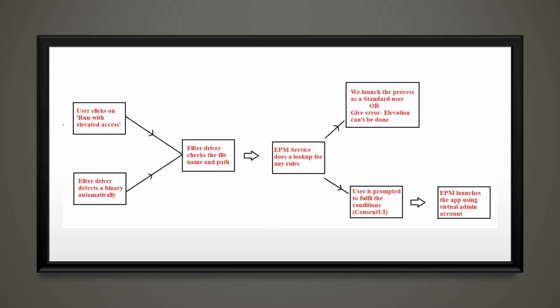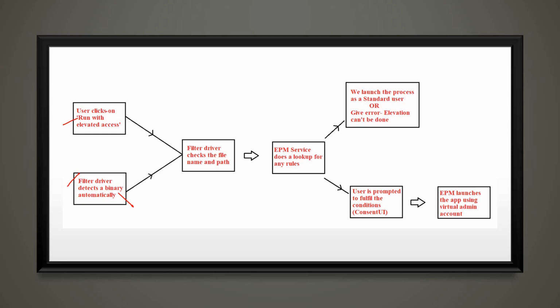When either the end user clicks on run with elevated access, or the filter driver in the operating system automatically detects the binary. Which binary? The binary that we have whitelisted in our elevation rule policy. So either the end user is going to Notepad++, right clicking on it and clicking on run with elevated access. That is when EPM is going to come into the picture. Or if, let's say, I opened command prompt or some other application, and from there I try to launch Notepad++, and Notepad++ is whitelisted, the operating system is going to detect it, and EPM is going to know that according to the policy received, Notepad++ is a whitelisted application.